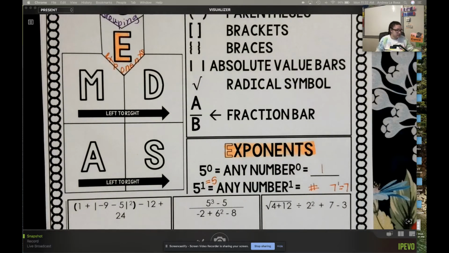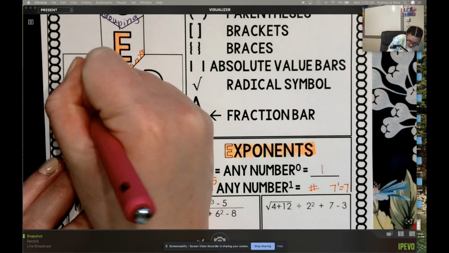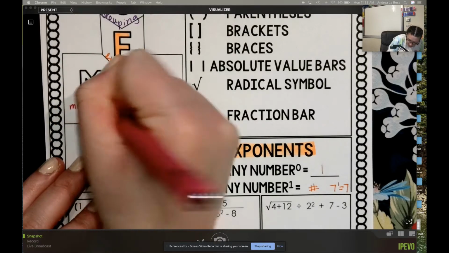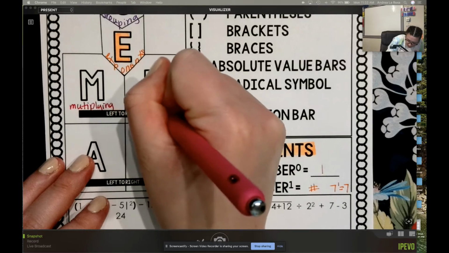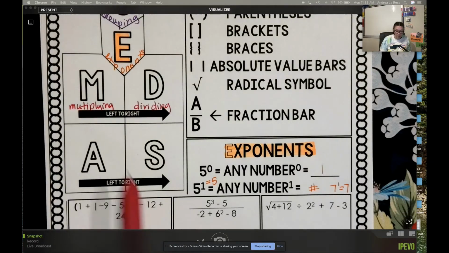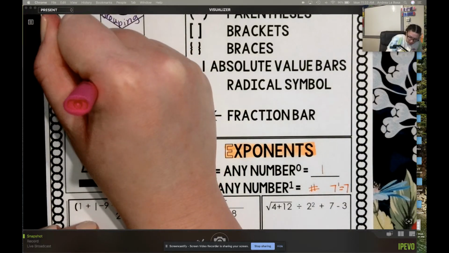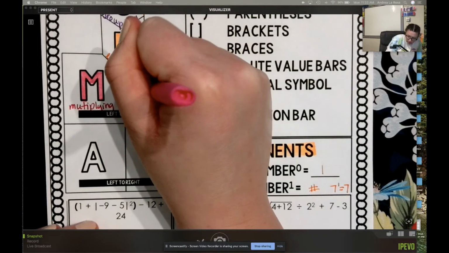The M and the D, remember those are multiplying and dividing. They put the M and D on the same level because we do them in the same step, working from left to right. We already know how to multiply and divide, so we're not too terribly worried about that.